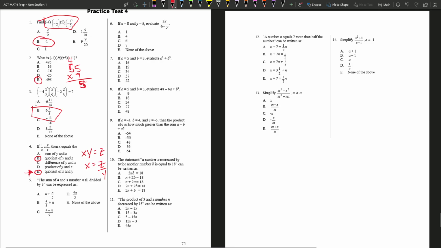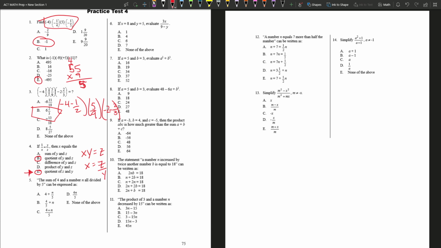I'm not sure why I can't show my calculator again, but I'm not able to show it. You're gonna have to take my word for it that number 3 is B. All right, so I guess we can do it by hand. Negative 4.5 is negative 4. So the way I wrote it is negative 4 minus 1/2 times 5/9, and then times negative 2 minus 2/3. And when you do that, you get 6.66 repeating, which is 6 2/3.